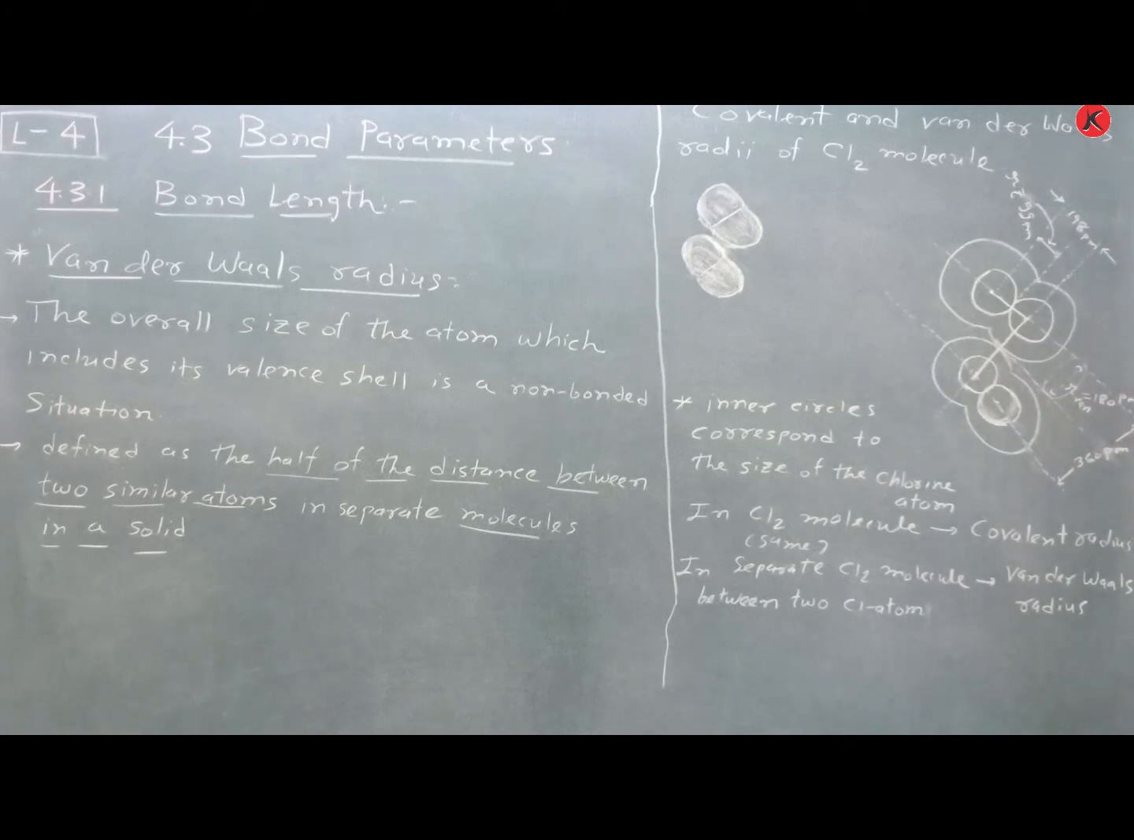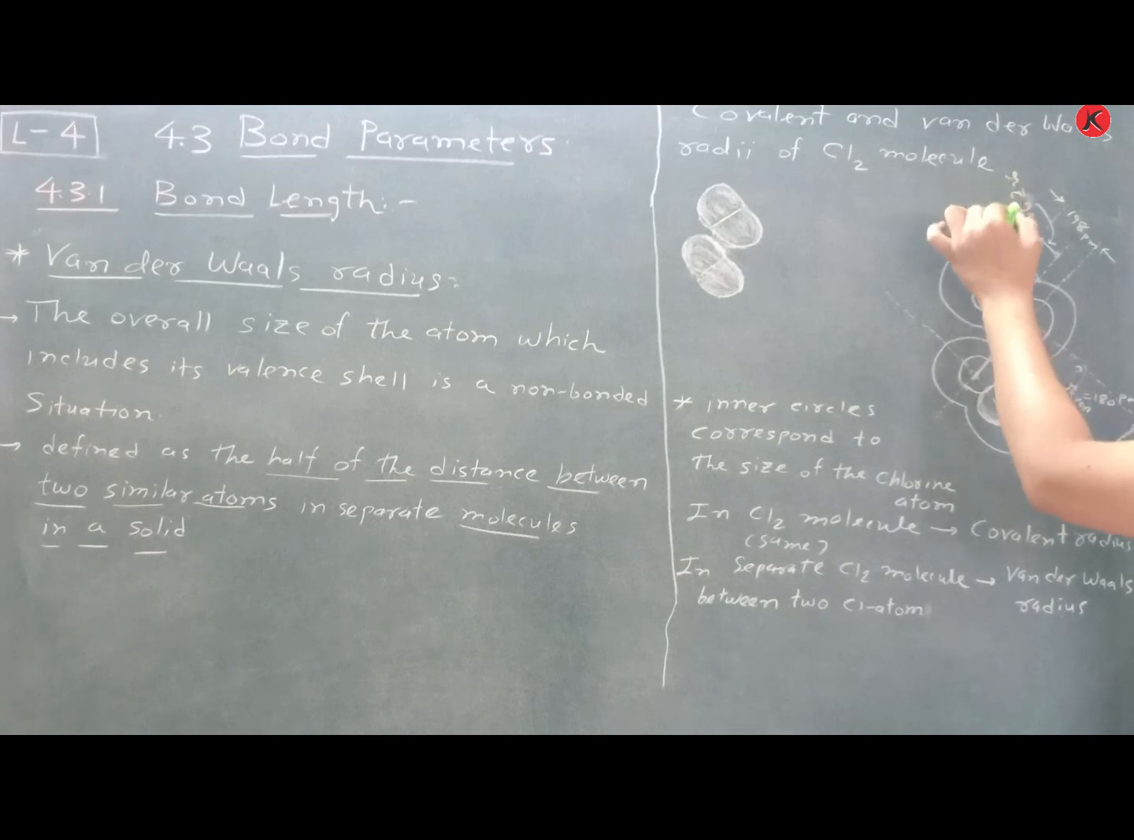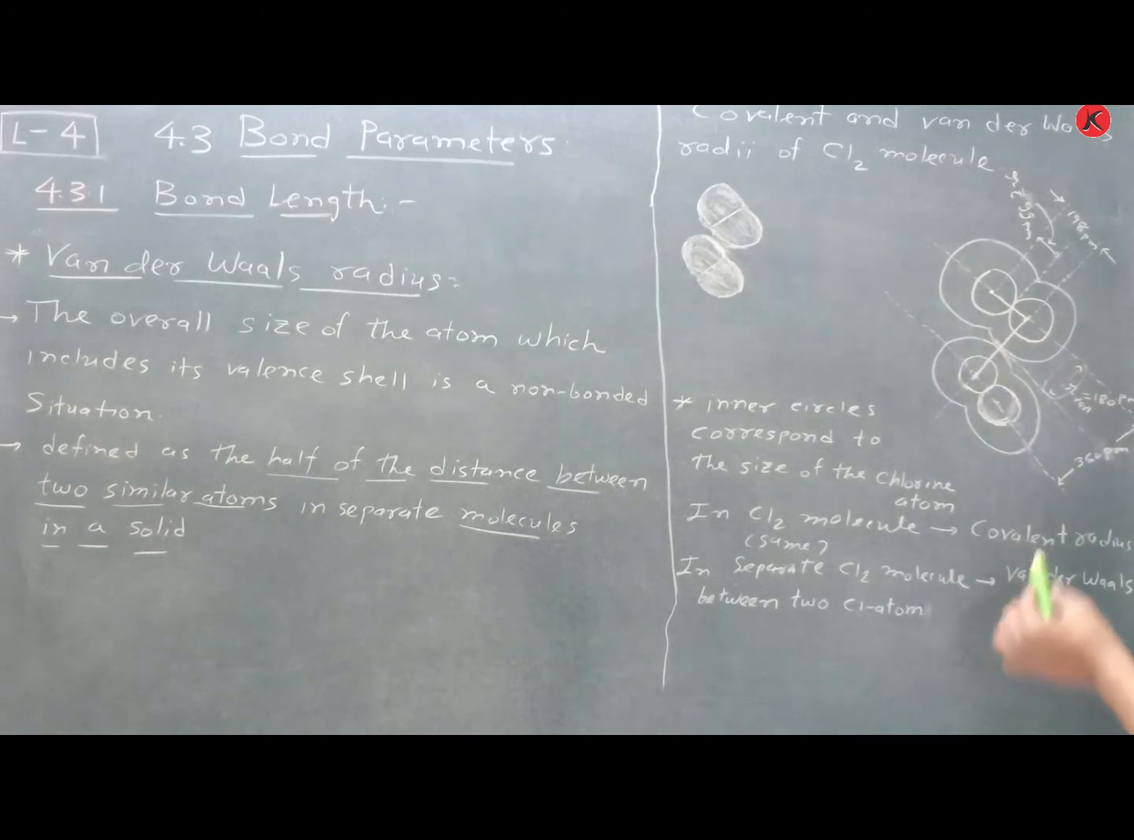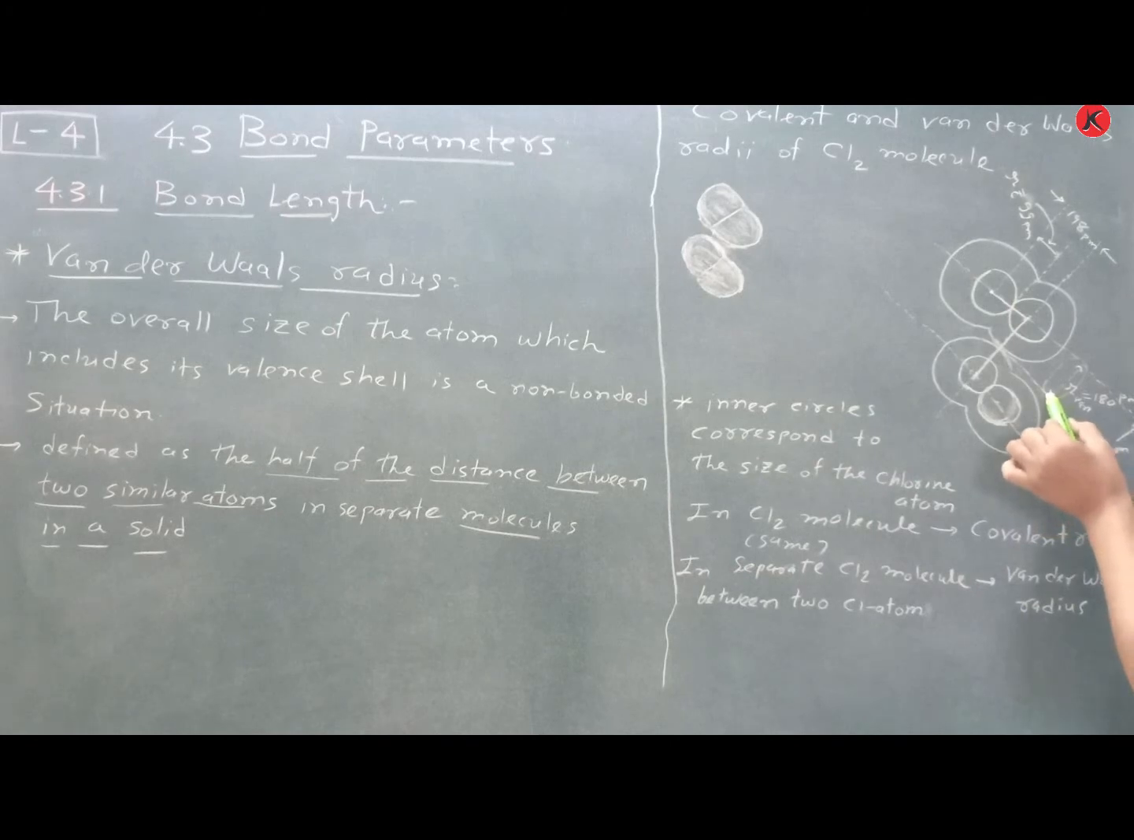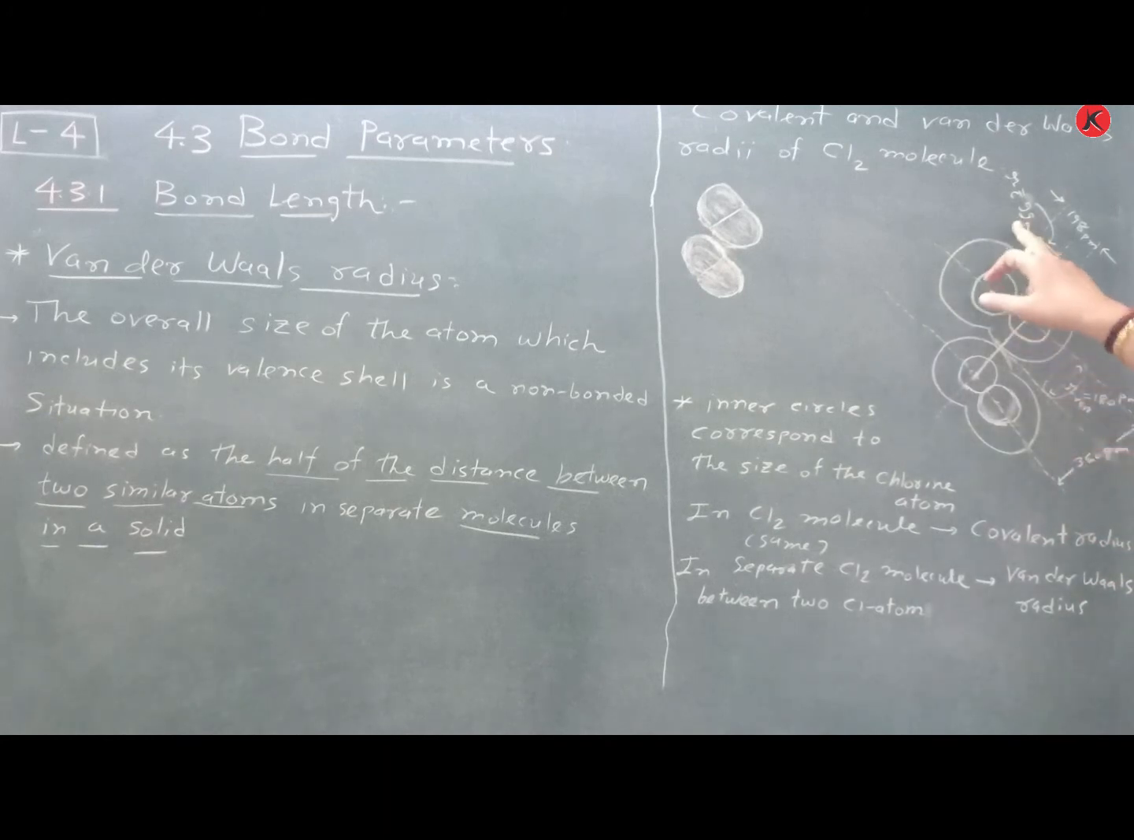Suppose this bond length is 198 picometer, then the covalent radius is half of this, so 99, because 198 divided by 2 is equal to 99 picometer. And if this distance is 360 picometer, then the van der Waals radius is 360 divided by 2, that is 180 picometer. So just you see 99 and 180. Which one is more?